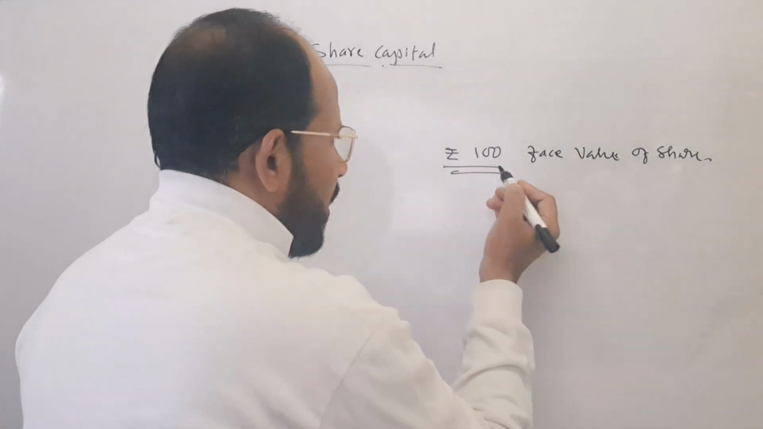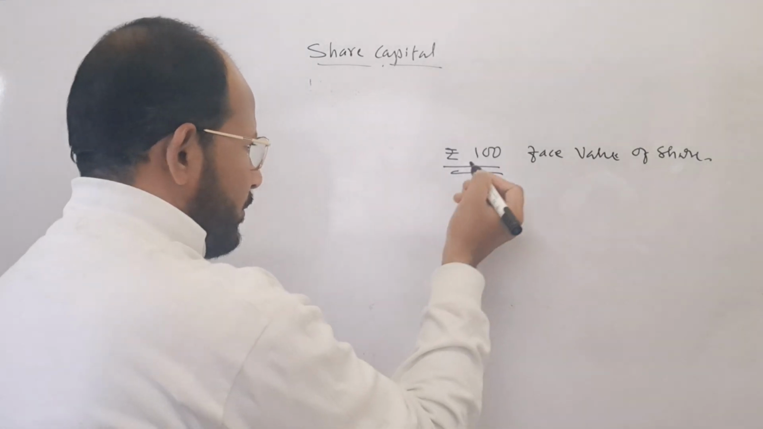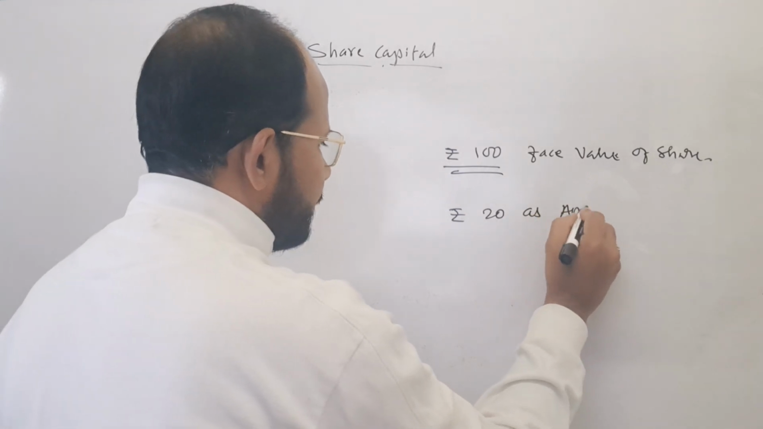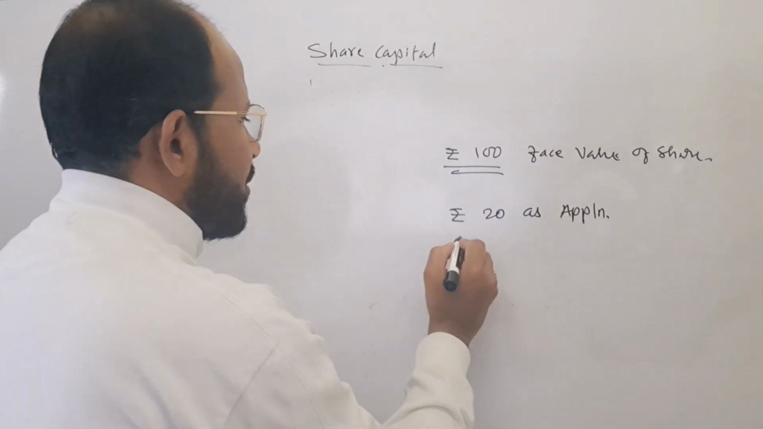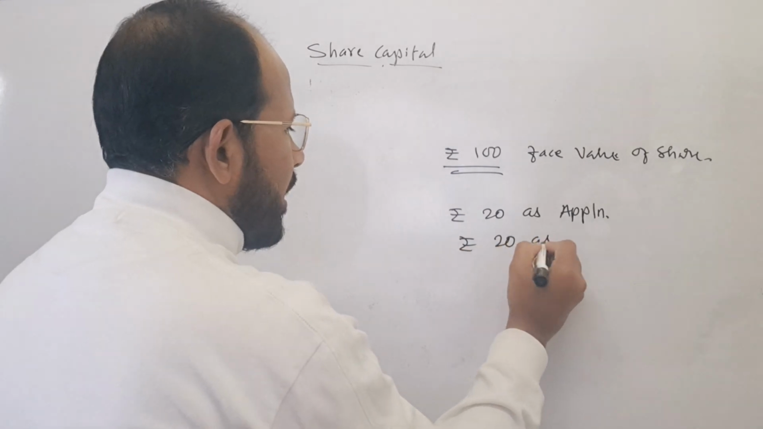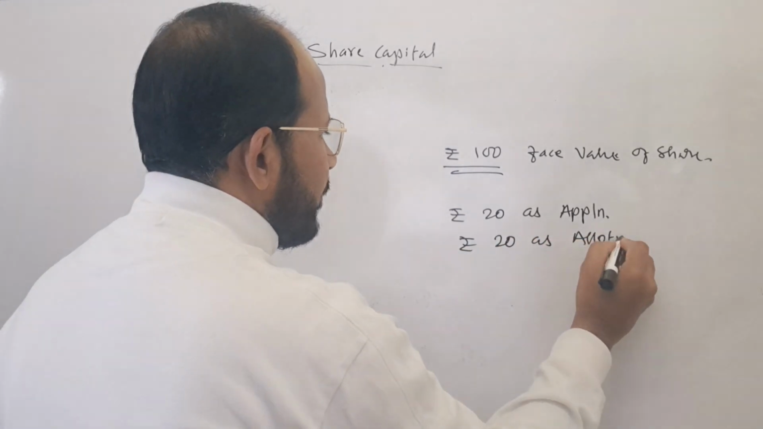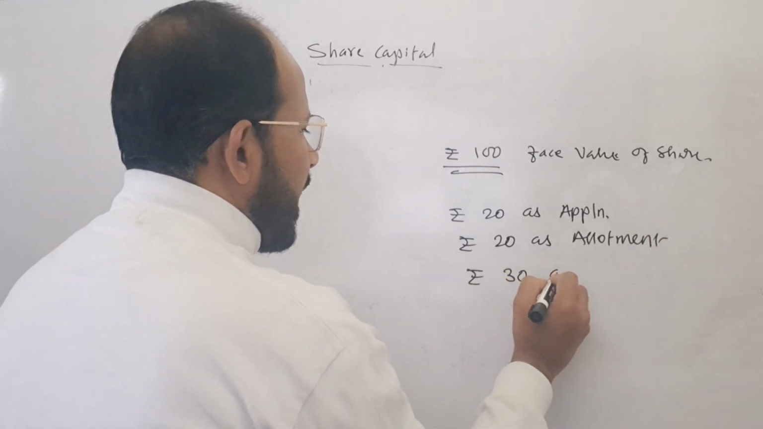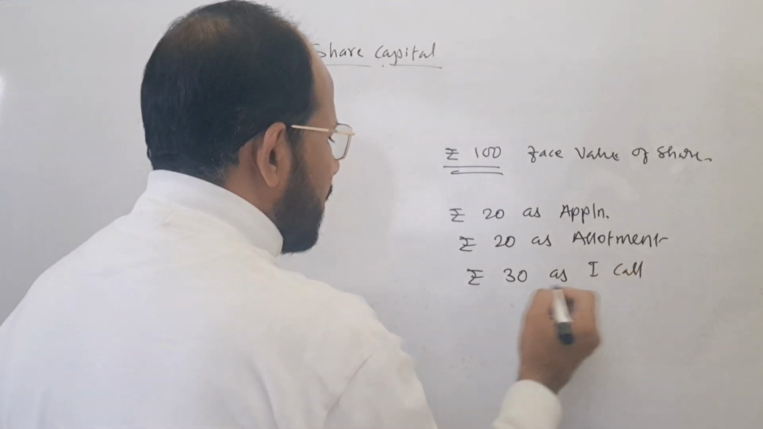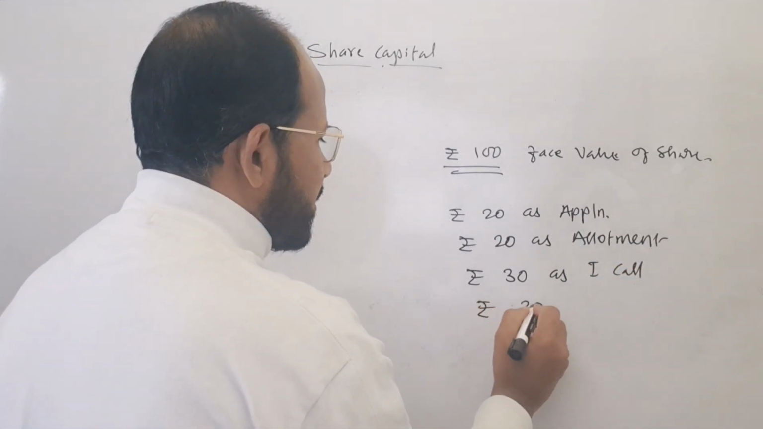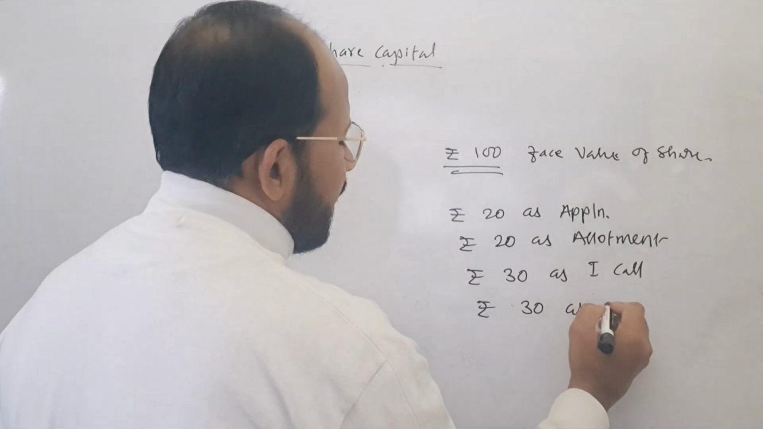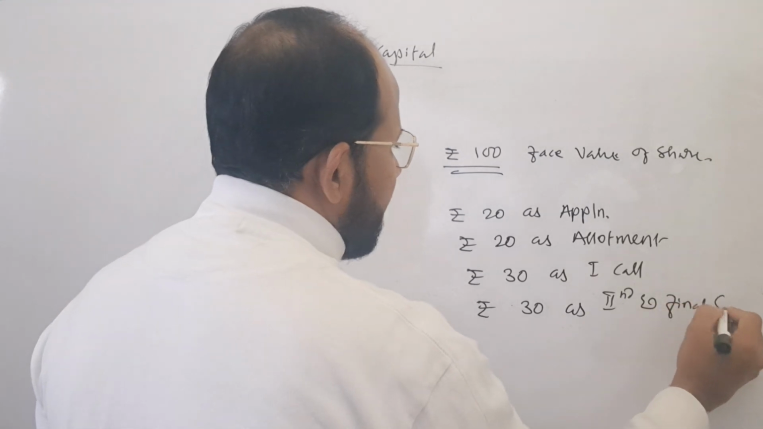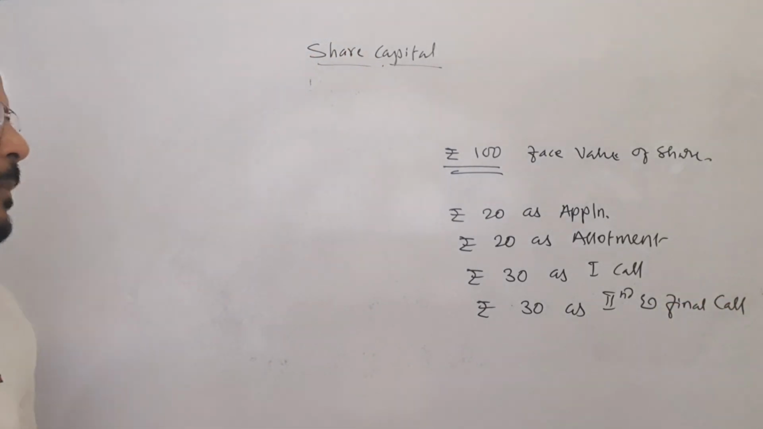See, what the company will do, company will collect this amount like this. Just I will write rupees 20 as application money, at the time of application, and rupees 20 as allotment money. Next one is assume rupees 30 as first call. Next one is again rupees 30 as second and final call. Just try to understand here. What is the meaning of this?